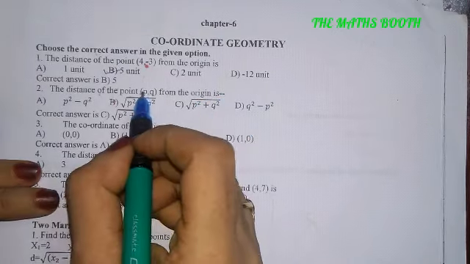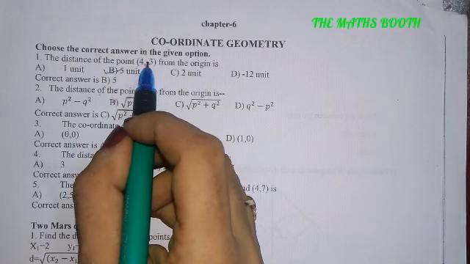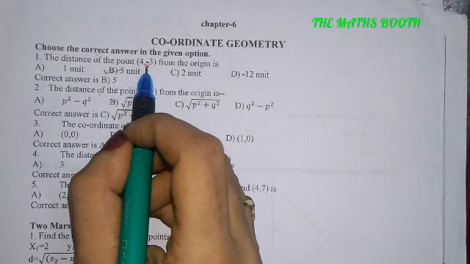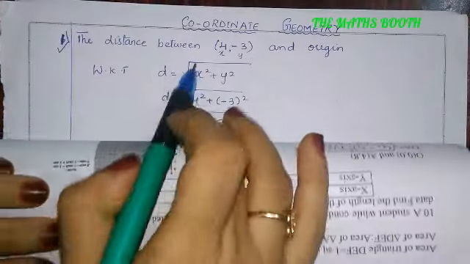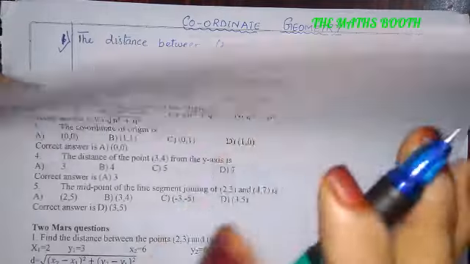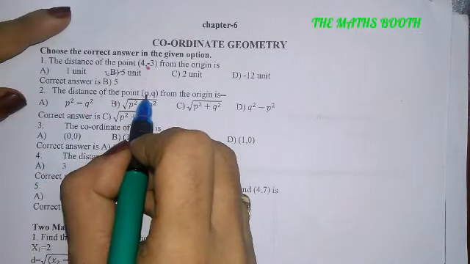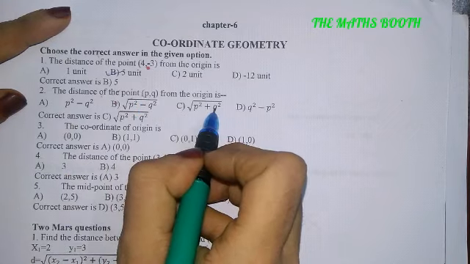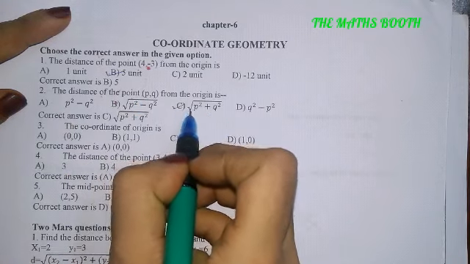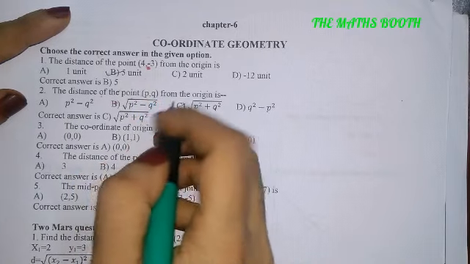So the next question, the distance of the point P, Q from the origin is. Here it is directly given like a formula. Just now I have told, if numbers are given, d is equal to root of x square plus y square. Like that, here the answer will be d is equal to root of P square plus Q square.